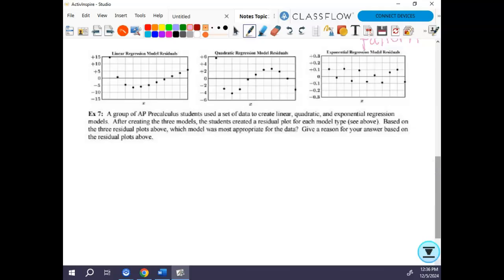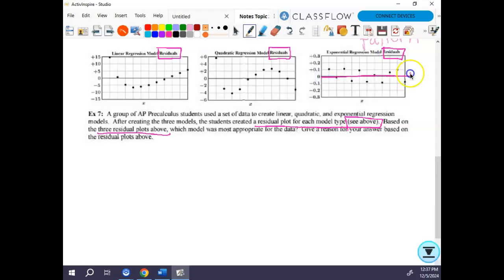So then example 7. A group of AP pre-calculus students used a set of data to create linear, quadratic, and exponential regression models. After creating the 3 models, the students created a residual plot for each model type. So the residual plot for each model type, and that says see above. So yes, they created the other regressions. We don't see those, okay? They did label them, but we don't see what they are. So based on the three residual plots above, plus they're actually labeled, so there's no question about what you are looking at, okay?